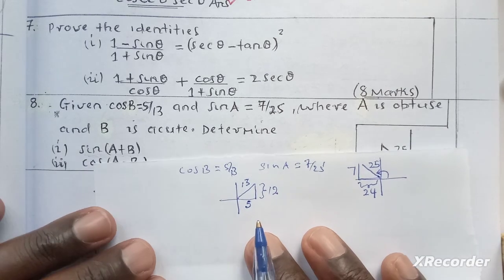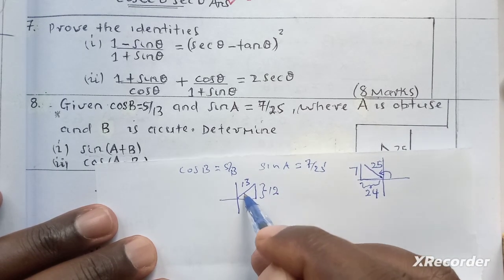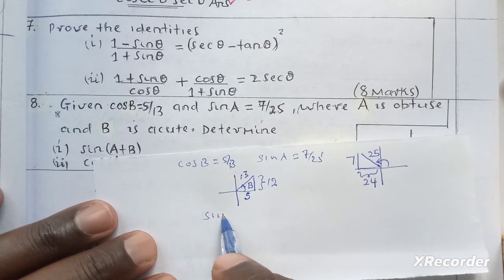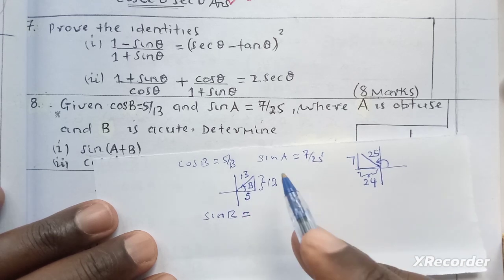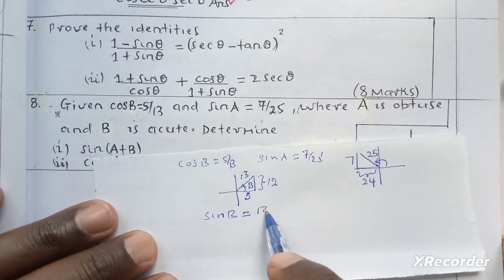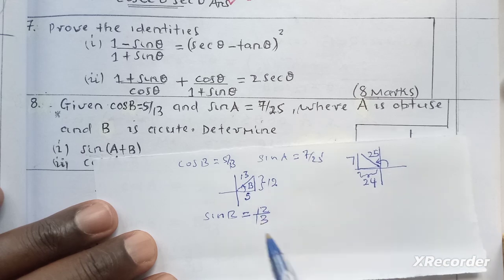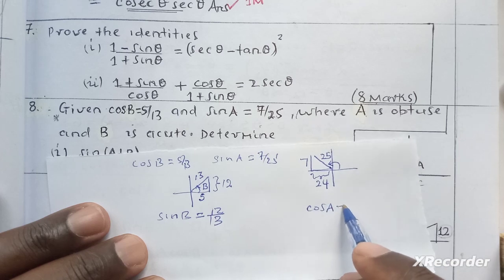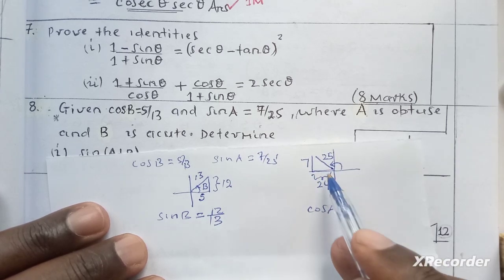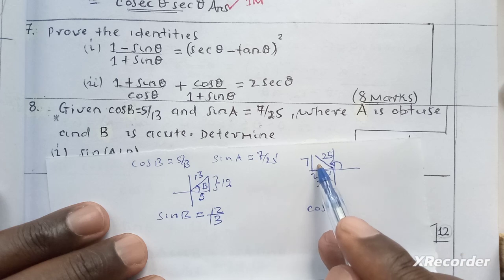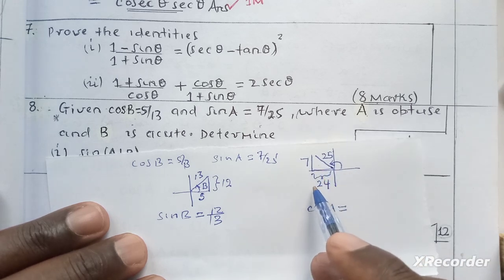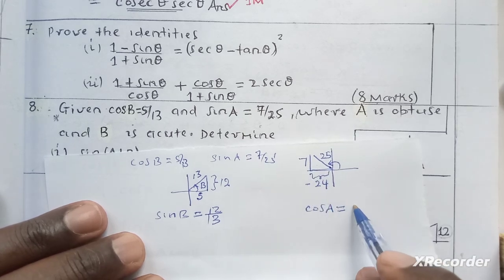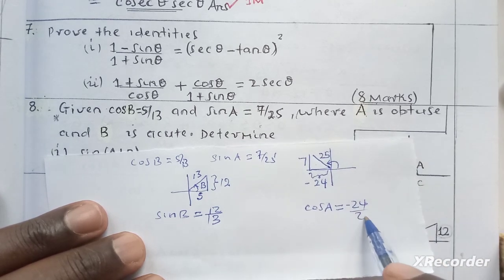So this is our B. Now we can get our sine B. Sine B is equal to the opposite all over hypotenuse. Then we can also get our cos A here. Cos A is equal to, remember now that because this one is the second quadrant, we are going to have this 24 as negative because it's on this side. So this will be negative 24 all over 25.